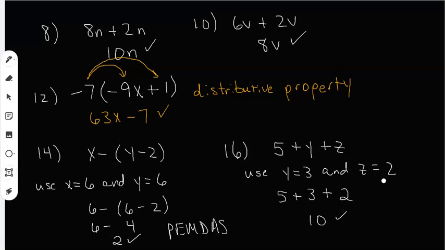Okay, so 18 and 20, these are going to be a combination of combining like terms and distributive property. So let's take a look at 18. 18 says -6 times (8r plus 3) plus 6r on the outside.